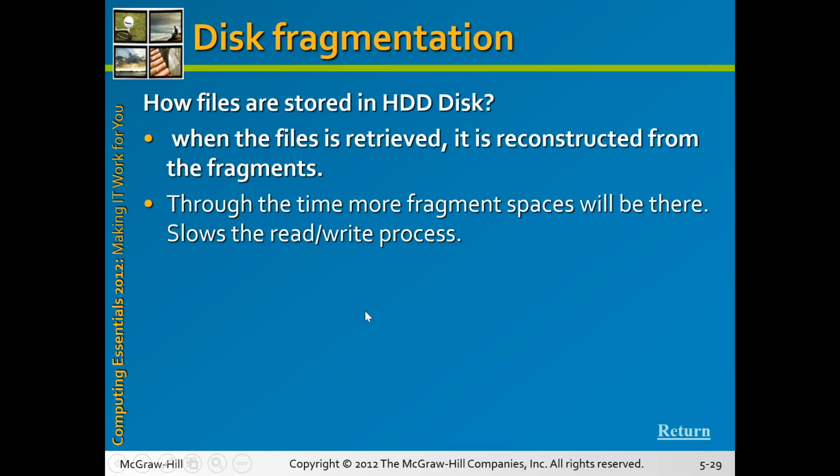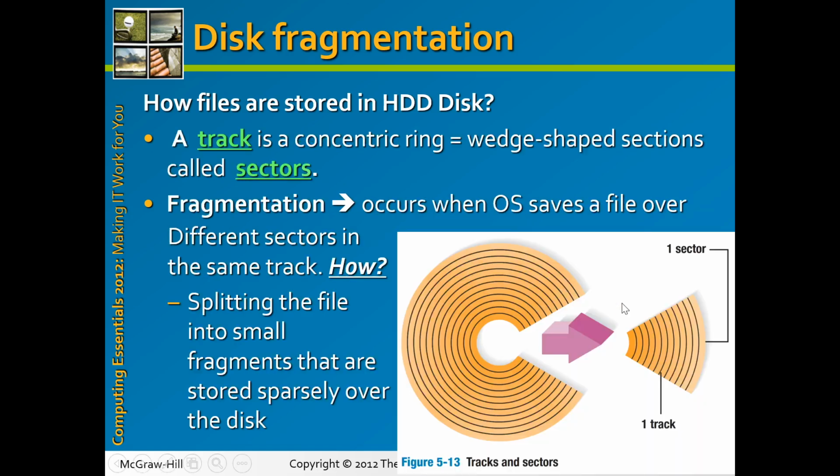So how are files stored in the hard disk? Later on, whenever we want to retrieve the file, the file will be reconstructed, gathered again from whatever sectors. Each portion will be combined with the rest of the portions that happen to be within the same track until the file is built back again.